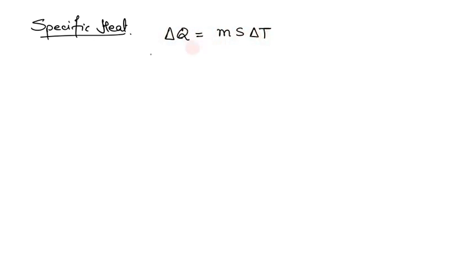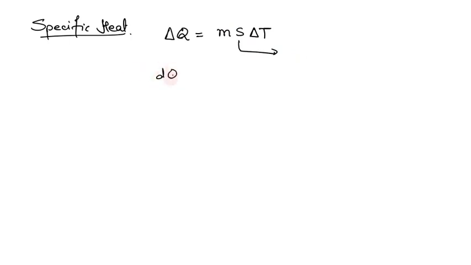Now, two more quantities, and you all know the first is specific heat. Specific heat is defined as, let me be specific, the energy transfer delta Q is m s delta T. The heat transfer depends upon the temperature difference, the mass, and this s quantity is called the specific heat.